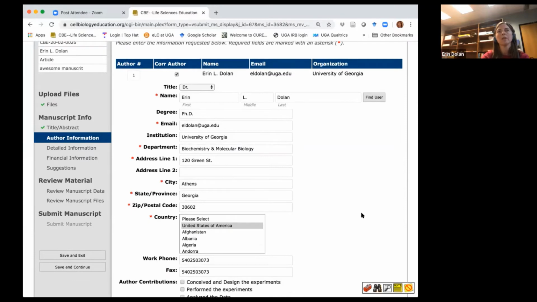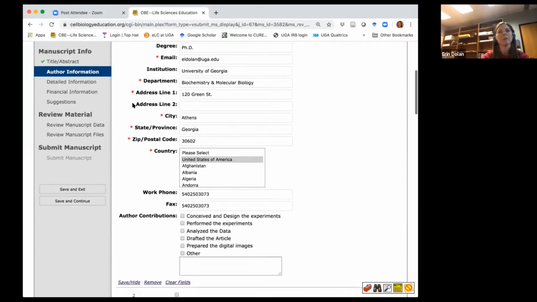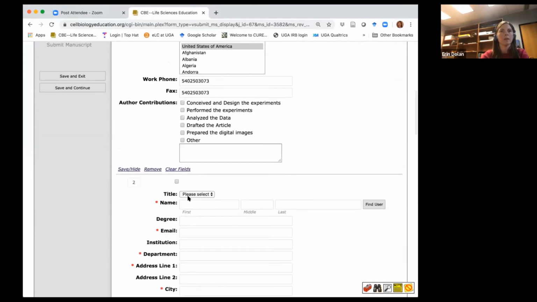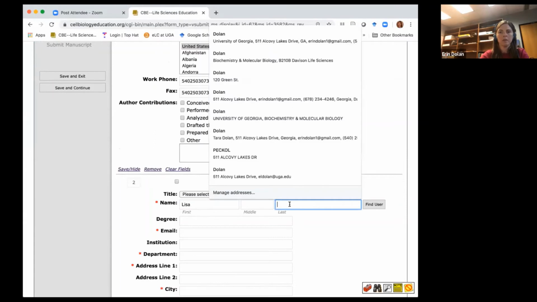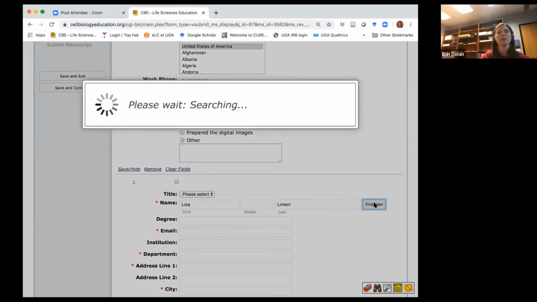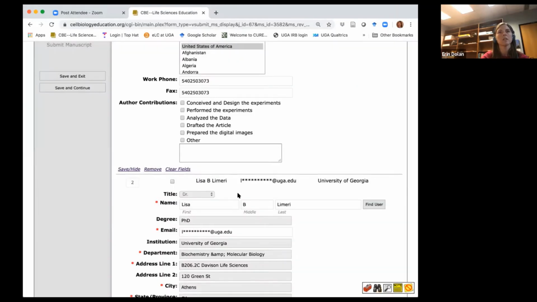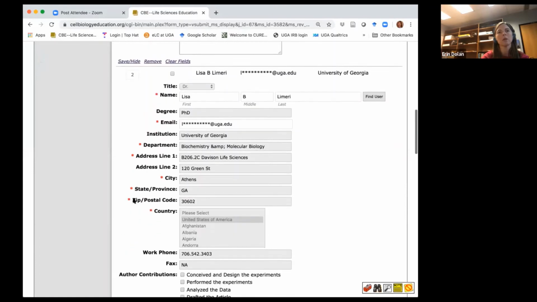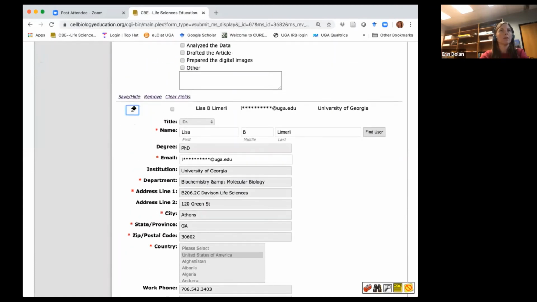This is where I'm going to enter my authors, and I'm going to choose both who is going to be an author and authorship order. So say I'm going to pick on my postdoc in my group, Lisa Lemery. So I'm going to enter her name, and I'm going to see, does she already have an account? And it turns out she does. So I can just select her and say she is going to be the first author for this paper. I'm going to change her to author one.